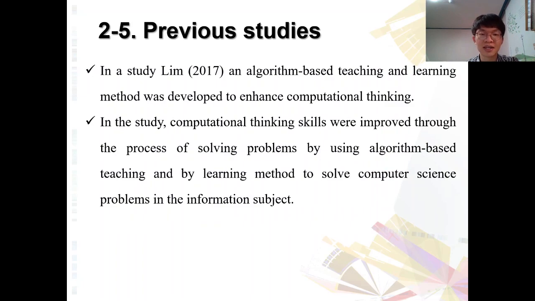In a study by Lim, an algorithm-based teaching and learning method was developed to enhance computational thinking. In the study, computational thinking skills were improved through the process of solving problems by using algorithm-based teaching and learning methods to solve computer science problems in the information subject.